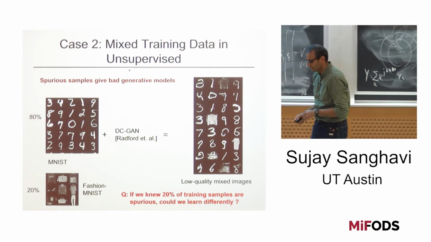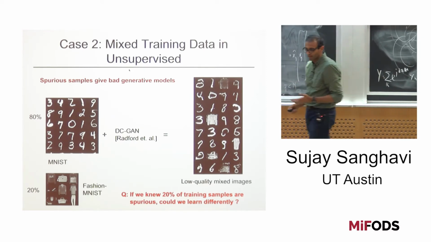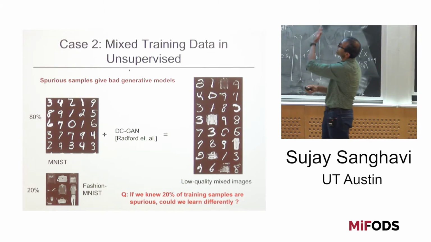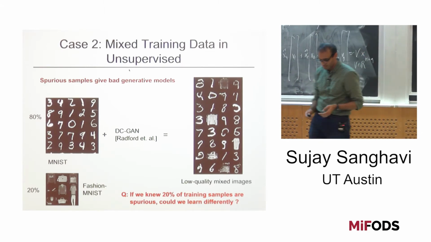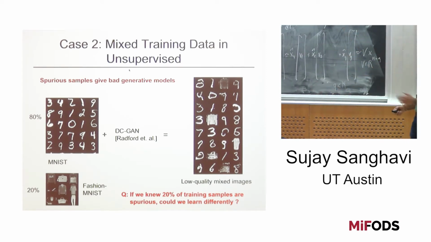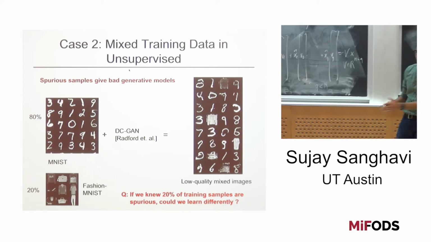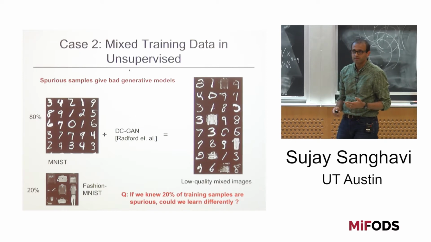So this is an example of sloppiness in data. If you train a generative model with sloppy data, you'll get sloppy results. And so here again the question is, if we knew that 20% of our now unsupervised training data was wrong, came from or was spurious, what could we do to learn differently?